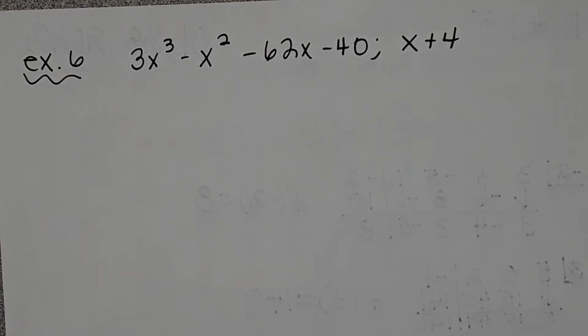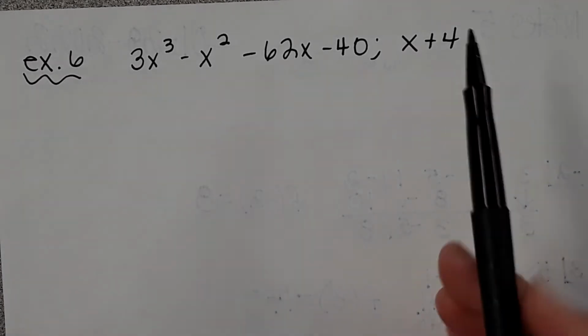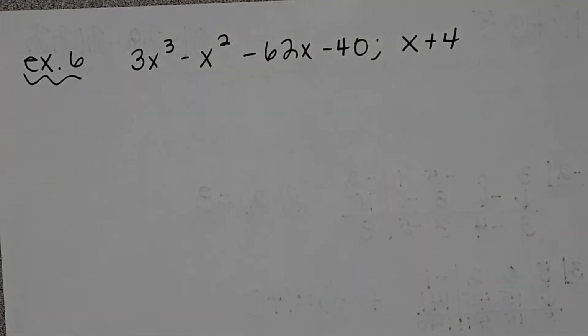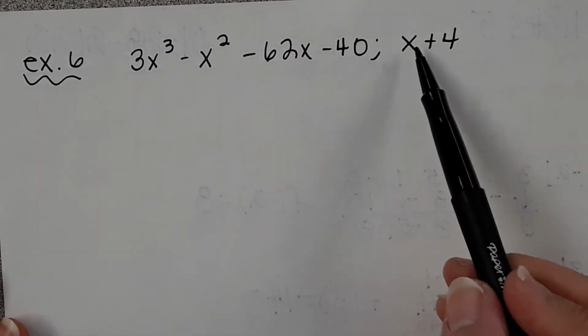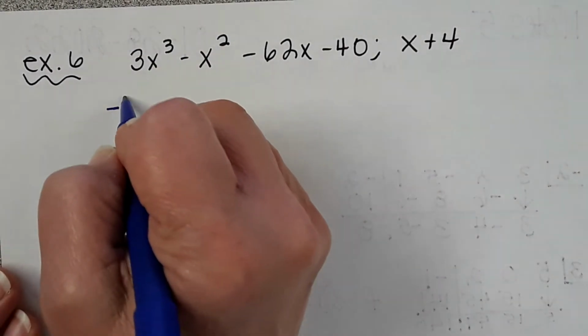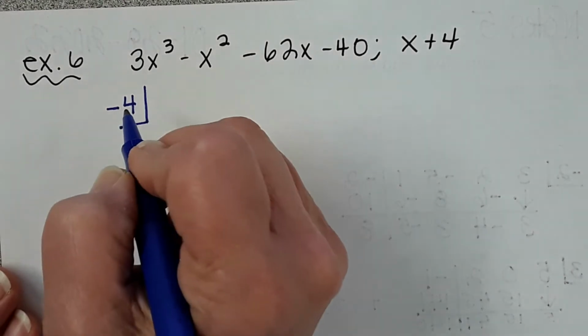Okay, so we're going to do the same thing that we just did. We're going to find the remaining factors given this factor. So x plus 4 is a factor. It's not a solution. The solution would be the opposite of x plus 4. So if I set x plus 4 equal to 0, what would x equal? So negative 4 is our solution.